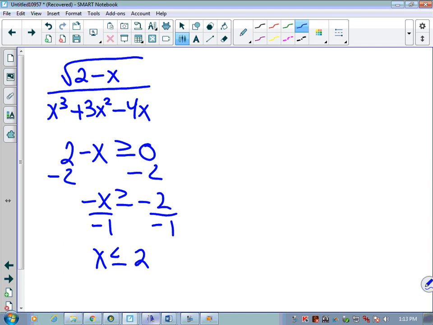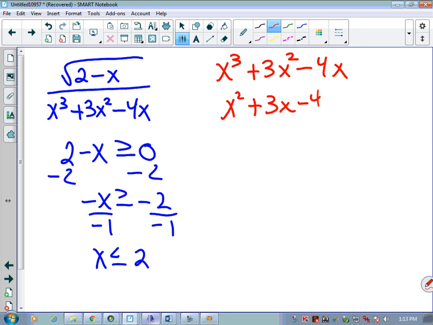Then we've got this x cubed plus 3x squared minus 4x. Notice what you can factor out of that. I can factor out an x. If I take an x out, I'm left with x squared plus 3x minus 4. One thing we know is that I've got that x sitting on the outside, which means x cannot be equal to 0. As we're looking at x less than or equal to 2, we know we're not going to be able to use 0 here, and 0 is less than 2.